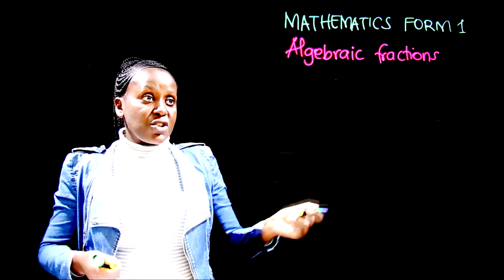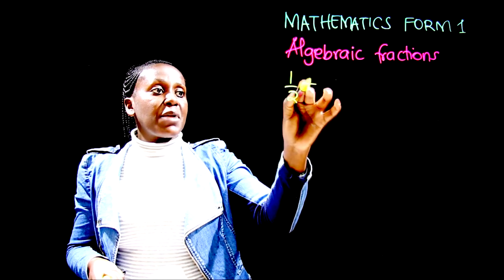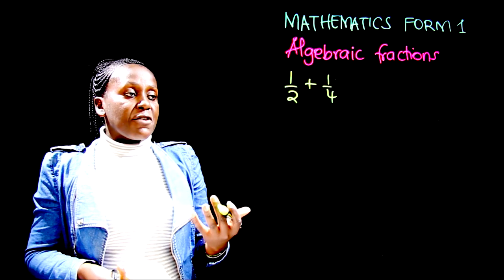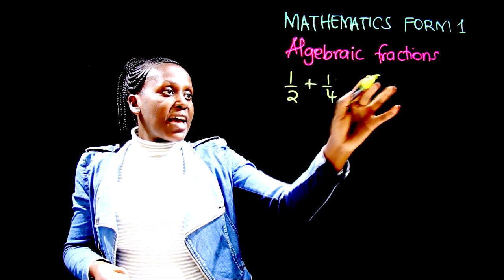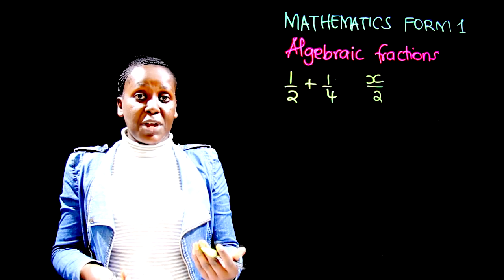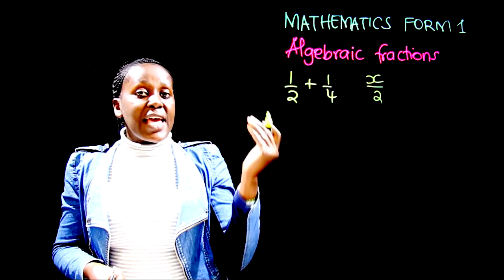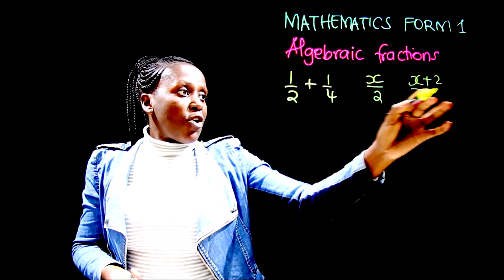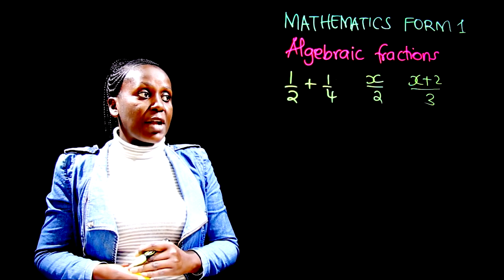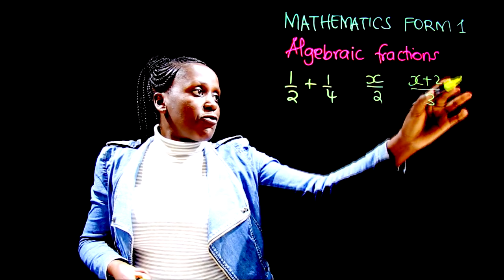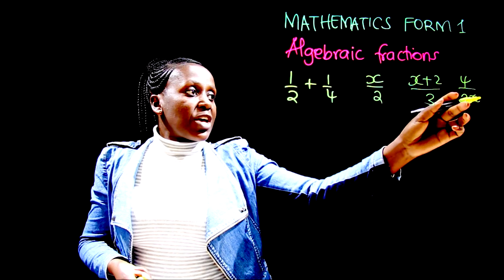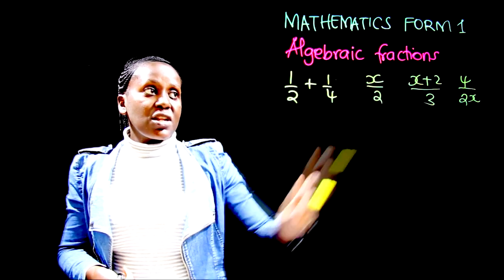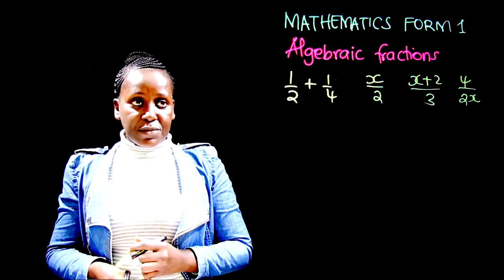We know the normal fractions such as a half, maybe plus a quarter. Now these are the normal fractions, but an algebraic fraction is like x over 2. That's an algebraic fraction because the numerator is an expression. Then another one like x plus 2 over 3. That is also an algebraic fraction. And maybe 4 over 2x. Here the denominator is an expression, and therefore this fraction is an algebraic fraction.